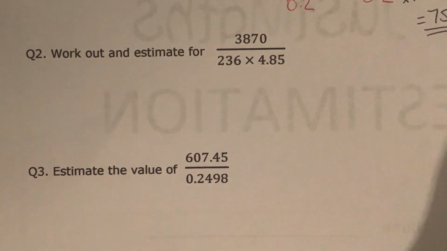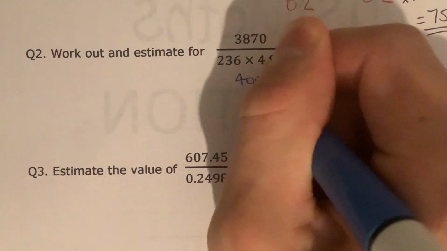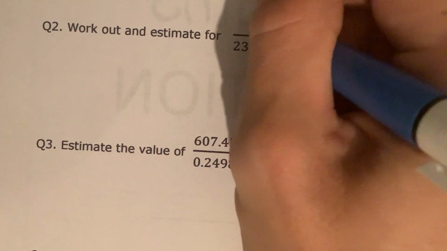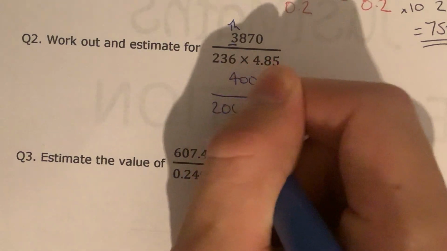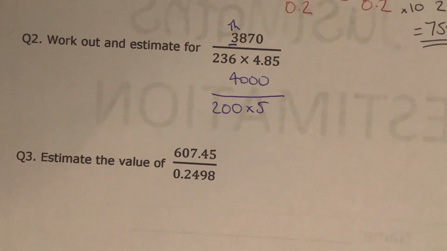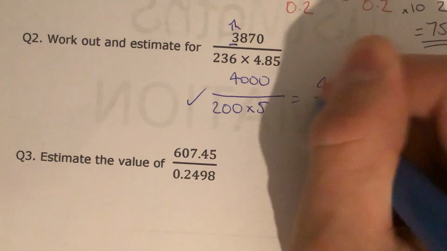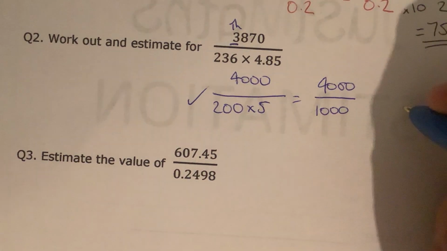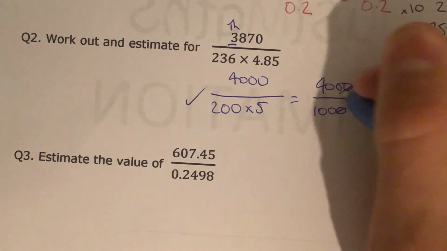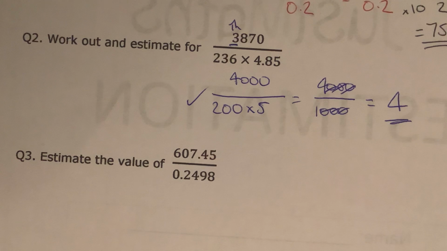Okay, second one. 4,000, because I'm rounding it to one significant figure, so that's a 3 in the thousands column, rounding to the nearest 1,000, divided by 200 multiplied by 5. So again, one mark for that. When I simplify it, 200 times 5 is 1,000. So 4,000 divided by 1,000, 4 divided by 1, which is 4.